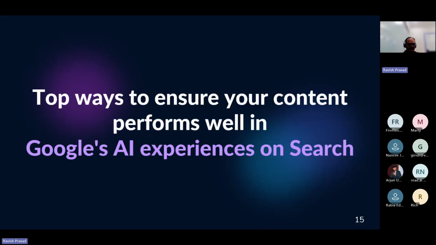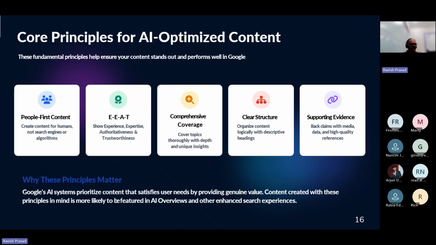Now let's come to the top ways to ensure that your content is performing well in Google AI searches, Google AI experience and search. The core principle for AI optimized content is, first, you are writing content for humans and not for search engine algorithms. By this, we mean you are focusing your content on your services, which can add value for the users who are reading that content.